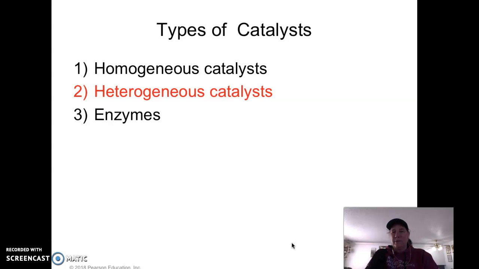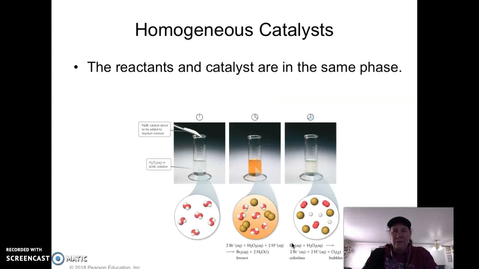As whatever's being reacted together. Heterogeneous, you can have different phases. And then you have enzymes, and I talked about enzymes a little bit too. Enzymes are biological catalysts, okay? Here's an example. If your reactant and your catalyst are in the same phase, then the reaction is going to happen faster. It'll lower the activation energy.